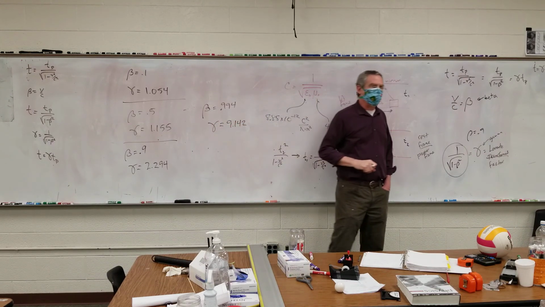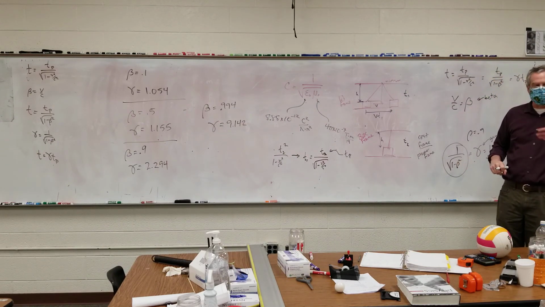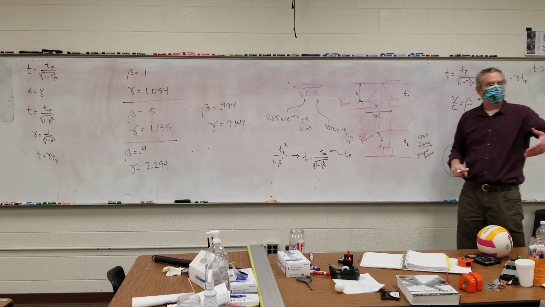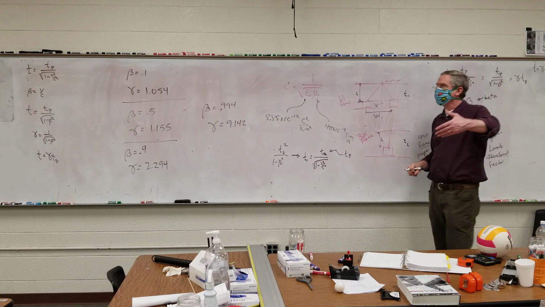Right, so we have all these calculations here. Notice that gamma gets larger and larger as beta gets closer and closer to the speed of light. Everyone good with the numbers? Okay.